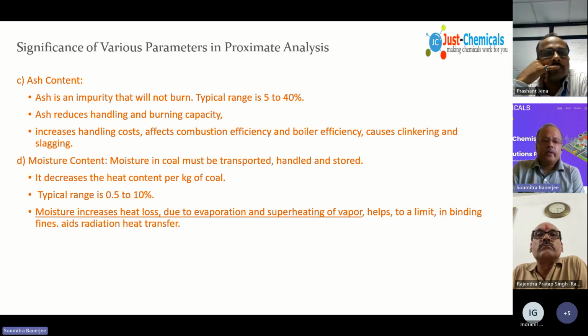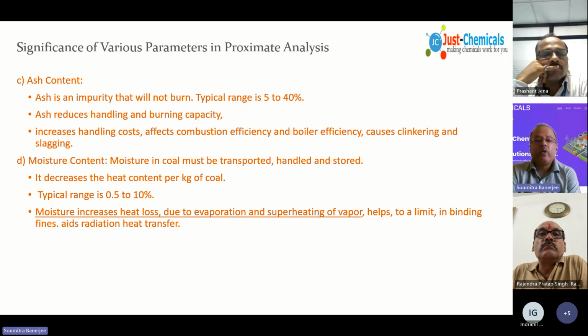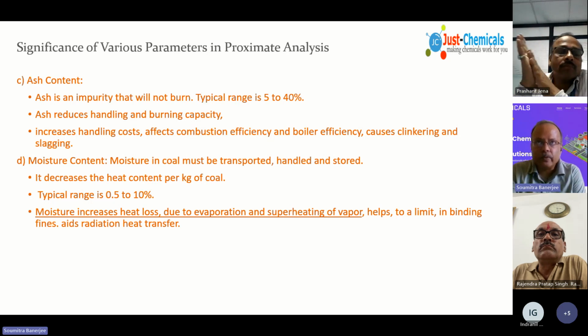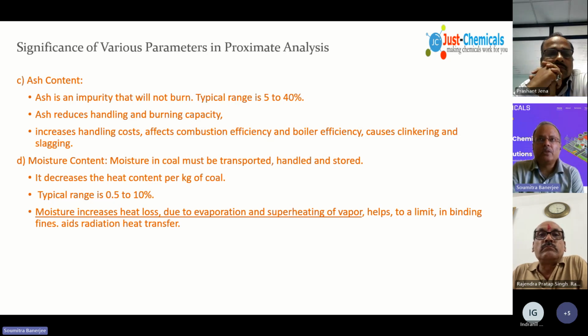Now, moisture content. Moisture in the coal must be transported, handled, and stored. It decreases the heat content per kg of coal. It typically ranges between 0.5 to 10% in Indian coal, but in foreign coal, it may go up to 30 to 35% because that has to be transported in ships, in vessels.